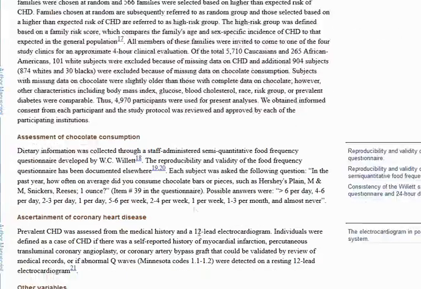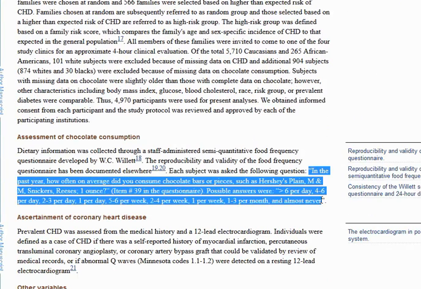What they did in the study was really ask people the question, in the past year, how often did you consume chocolate bars or pieces such as Hershey's Plain, M&M's, Snickers, Reese's, 1 ounce, and then they basically got greater than 6 per day, 4 to 6 per day, 2 to 3 per day, 1 per day. And usually this division is done in a case control study because they're looking for a dose response relationship, which, as you know, is a key Bradford Hill criterion of causation.